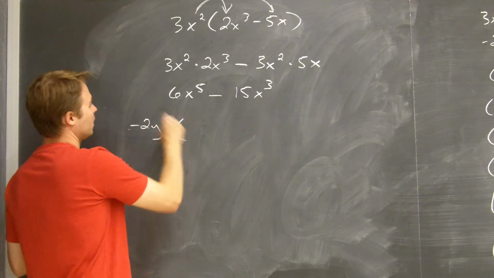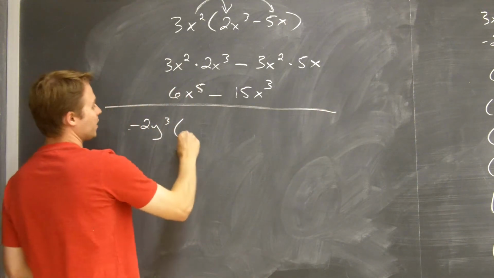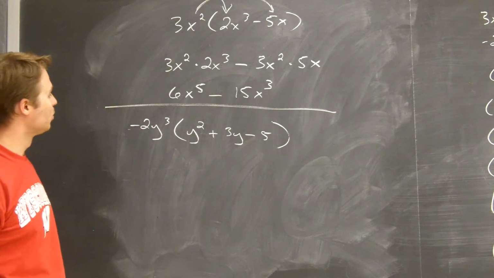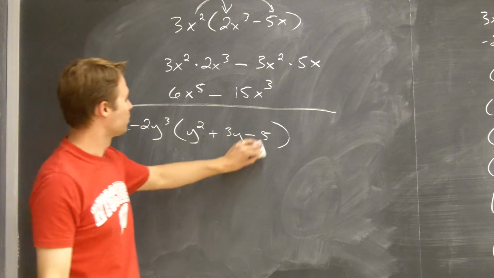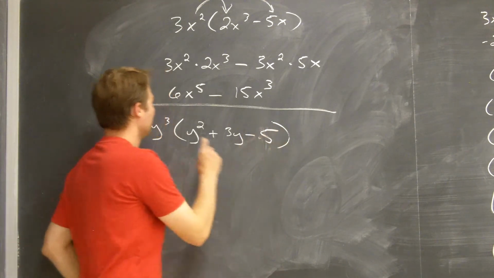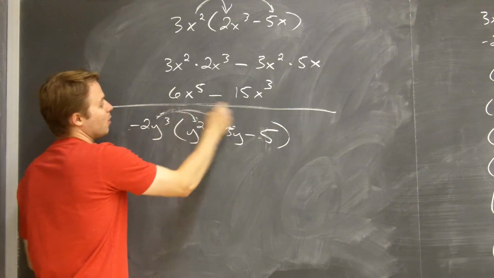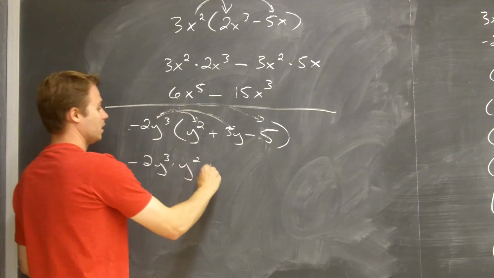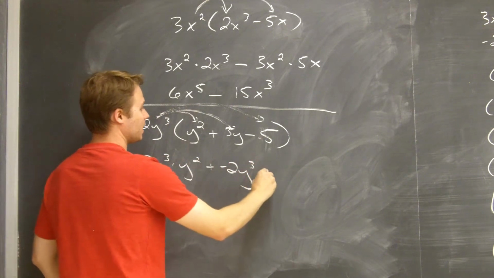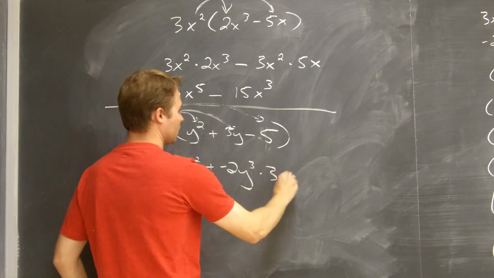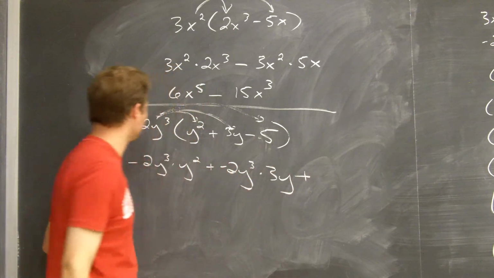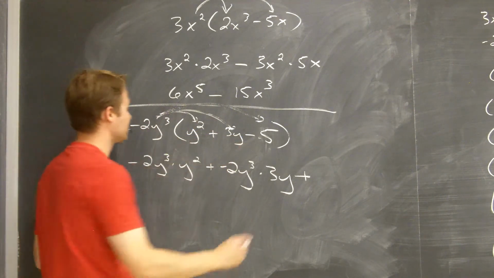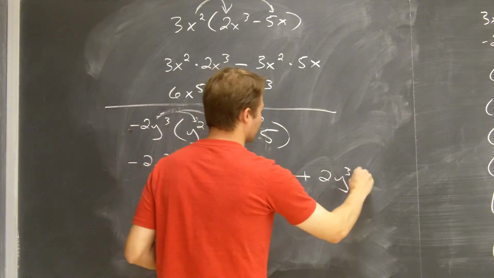So if I take something like negative 2y cubed, I can multiply this by a trinomial, for example. So negative 2y cubed times y squared plus 3y minus 5. Again, I'm just going to distribute this, but I'll distribute to all three terms this time. So I'll get negative 2y cubed times y squared plus negative 2y cubed times 3y minus, actually this will be negative 2y cubed and negative 5, so this will be a plus 2y cubed times 5.